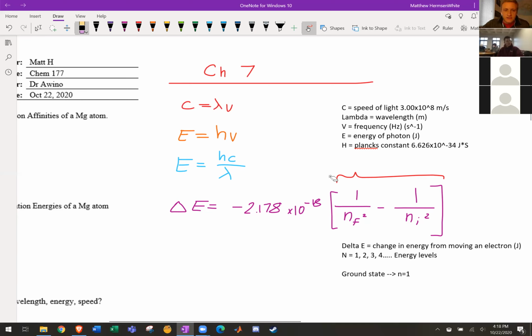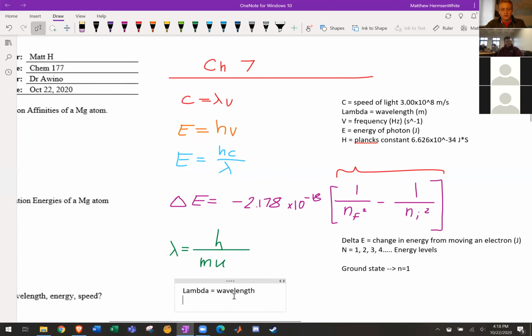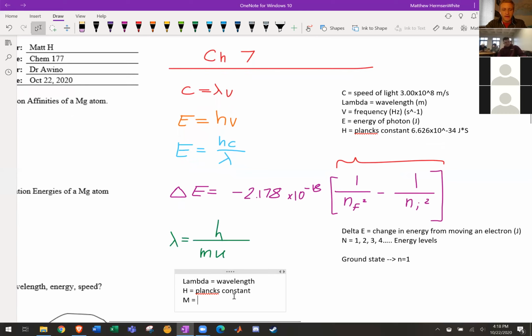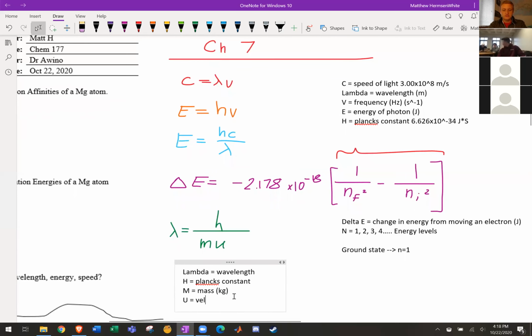So I found this last equation I was looking for, and this was the de Broglie wavelength. This is h divided by m times u is wavelength. Lambda is wavelength. H is Planck's constant again, which I wrote above. M is the mass, and you have to measure this in kilograms, not grams. And u is velocity, in meters per second.